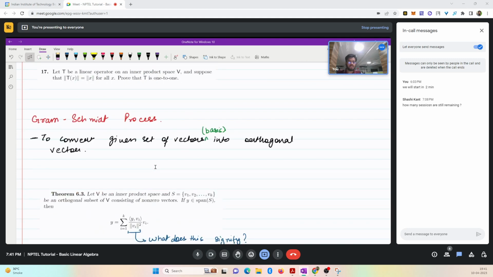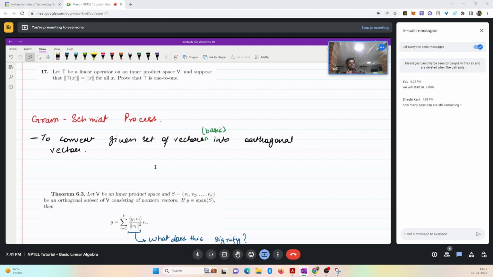We have some 20 minutes, so I'll try to cover something that is called Gram-Schmidt's process. So what is this process useful for? If you have some set of linearly independent vectors, this process is used to make these linearly independent vectors orthogonal vectors.